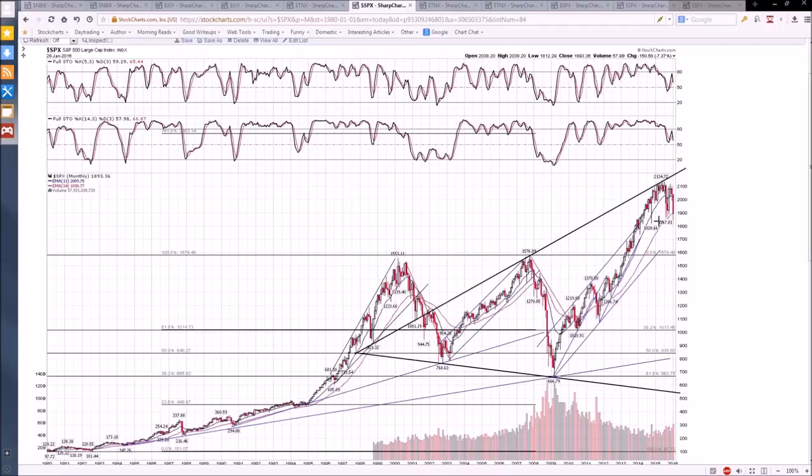And actually, this pattern here you can either read as a head and shoulders pattern or as a double top. But if you read it as a double top, the target is pretty much exactly at that line. Mm-hmm. And on the 38.2% fib.